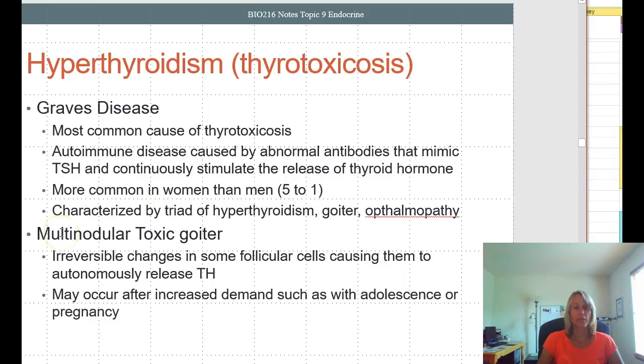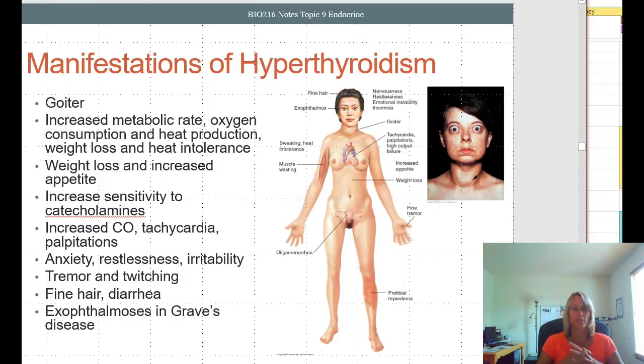We can also have multinodular toxic goiter, and this is where we have some changes in the follicular cells causing them to release too much TSH. And so this is where we can see these little nodules that have grown, kind of look like little tumors, that causes them to release too much TSH. And this sometimes occurs after increased demand, such as with adolescence or pregnancy.